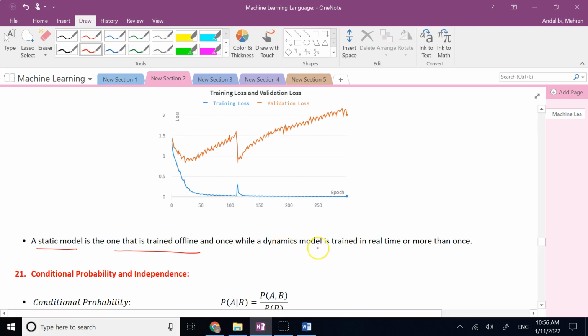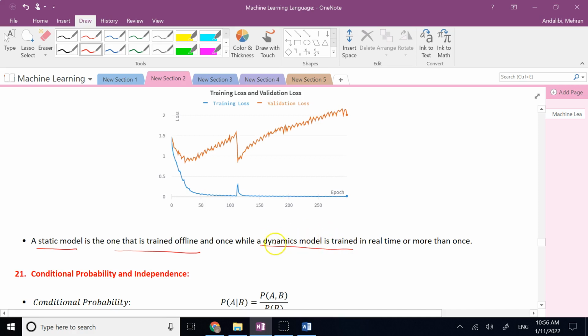While in dynamic, you try to capture some of these new data and use those in retraining your network, and by when I say network, I mean neural network. It doesn't need to necessarily be a neural network. Your machine learning algorithm becomes more adaptable to the new set of data. That's what we call dynamic modeling.